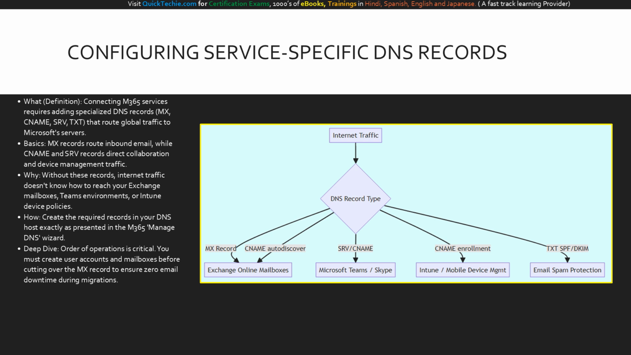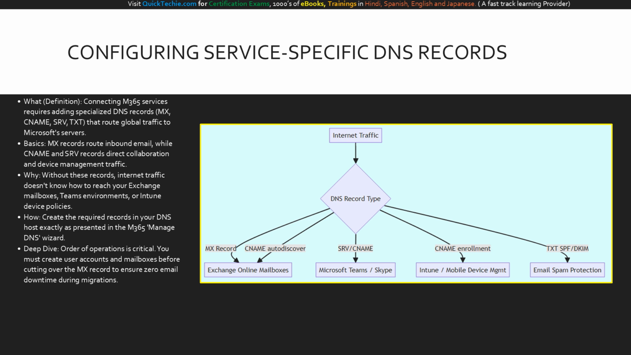Here is a crucial deep dive tip for migrations. Order of operations matters immensely. You must provision your M365 user accounts and mailboxes before you update the MX record. If you flip the MX record first, incoming mail will arrive at Microsoft 365, find no mailboxes, and immediately bounce. Preparation ensures zero downtime. This diagram demystifies how external traffic is handled once your DNS is configured.